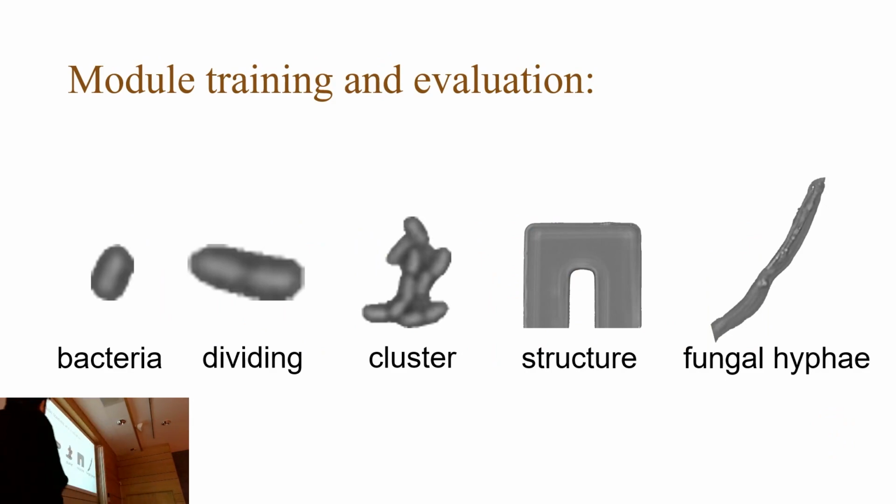And then we labeled our images. We have different classifications. We have single bacteria, we have dividing, which is literally two bacteria attached to each other. And we have clusters, we have structures, and also fungal hyphae. And then we use ResNet 101, and we train it on 500 images.